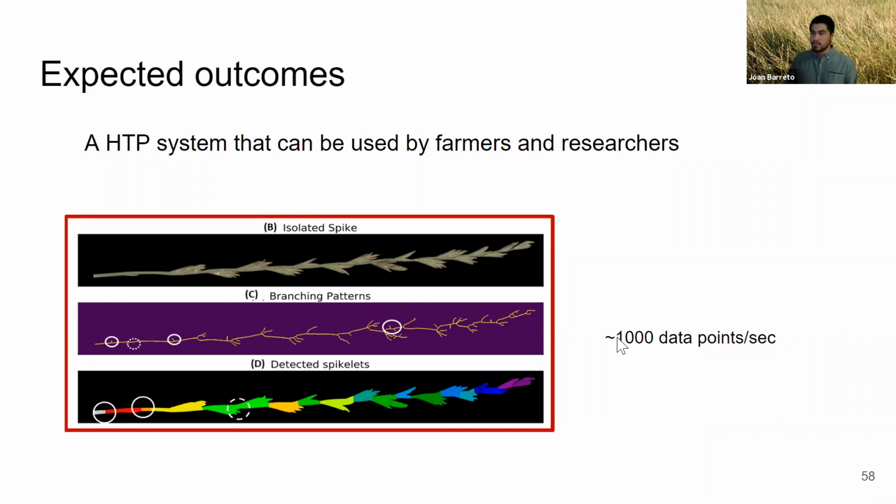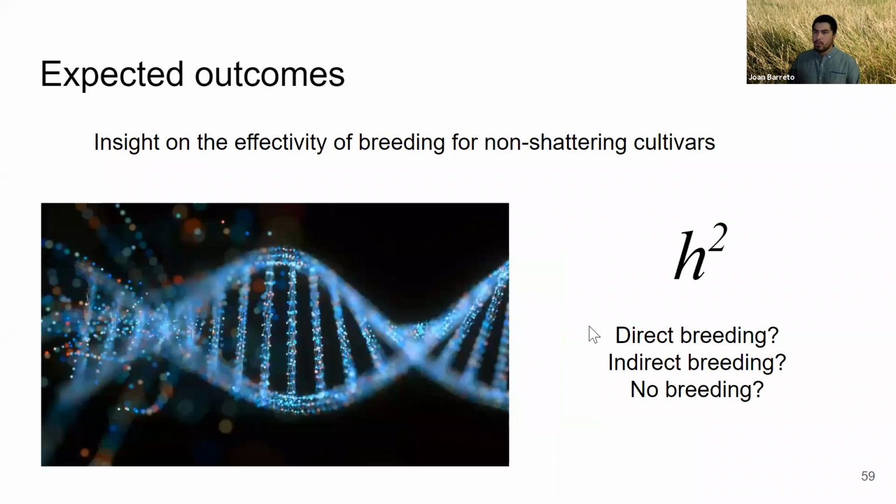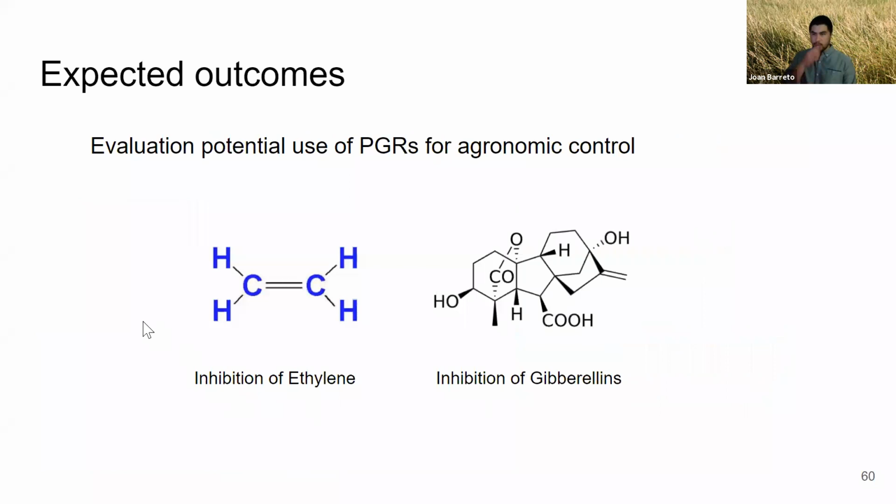This implies large amounts of data that can be used to understand what's the physiological or biological mechanism acting in the individuals. We'll then have insight into whether it will be worth it or not to breed for non-shattering cultivars. Estimates of heritability will tell us whether we can directly breed for seed shattering, or maybe we can just breed for spike architecture, or maybe a multivariate trait, let's say principal component 1, 2, 6, these clusters, or just no breeding because there's just not enough additive genetic variance. And if that's the case, our study also expects to provide insight into what's the potential of using plant growth regulators as an agronomic management to control seed shattering by inhibiting the biosynthesis of ethylene and gibberellins.